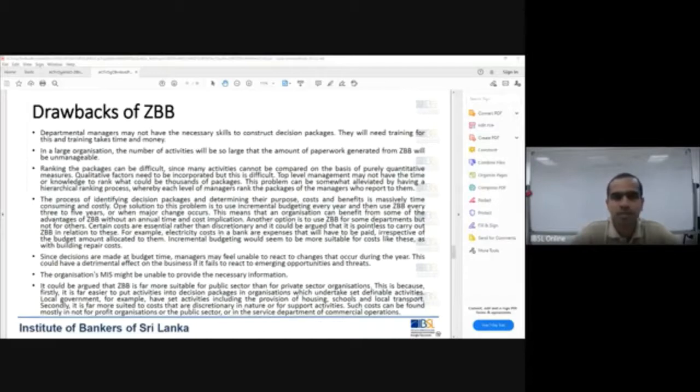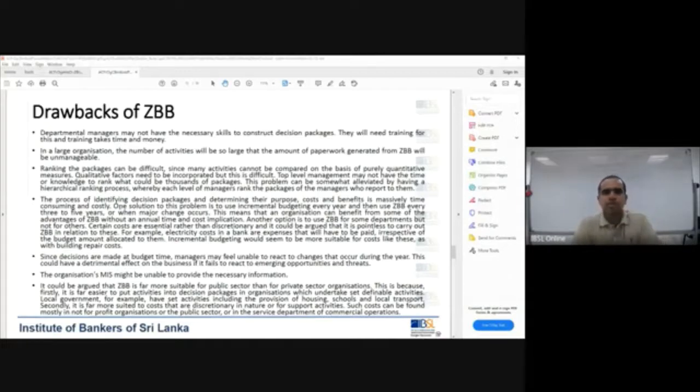Every department has to justify itself, but if a department looks very small or insignificant, it can still be adding a lot of value to other departments. Something like maybe janitorial services, right? On its own, it might not look very important, but you never know. There might be non-financial factors, like hygiene in the organization. So ranking the packages can be difficult since many activities cannot be compared on the basis of purely quantitative measures. Janitorial services may be the most important thing in the organization, but in your priorities, it might come at the bottom. Qualitative factors need to be incorporated, but this is difficult.